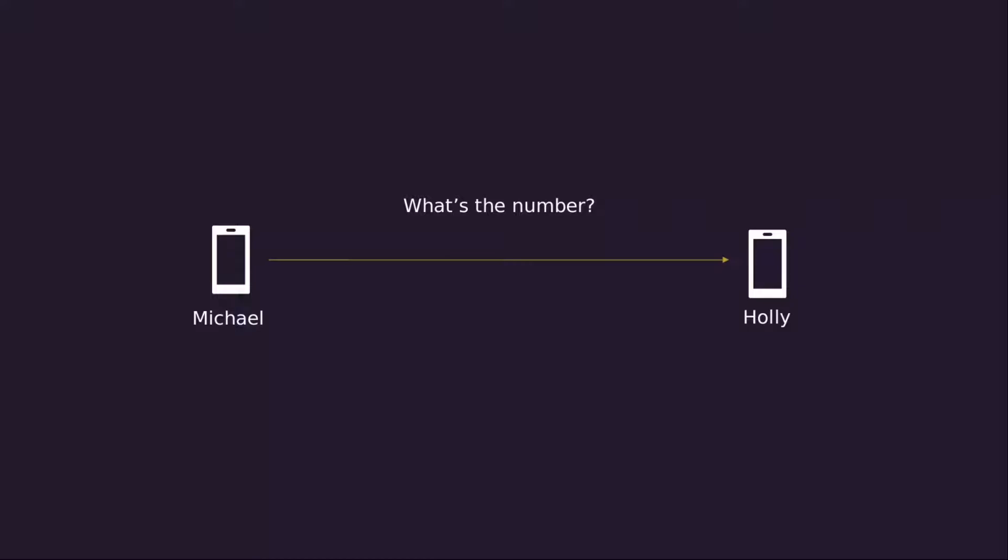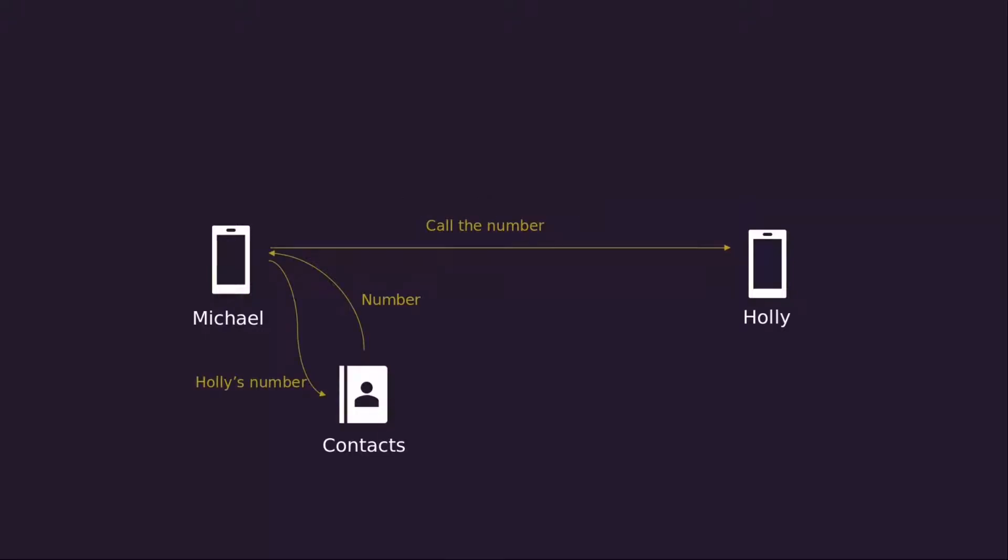Okay, so let's compare this problem to a real life situation. Michael wants to call Holly. What's the number of Holly? Well, let's see our contact list. We look up Holly's number. We have written maybe this number, and we call that number, the destination.